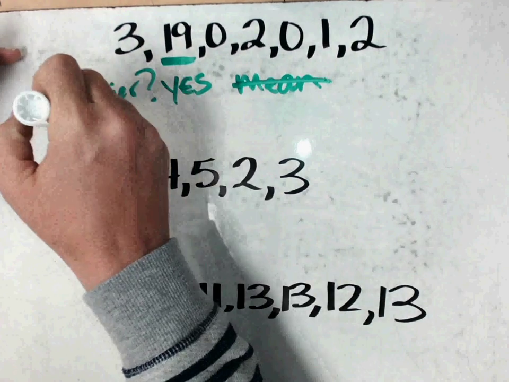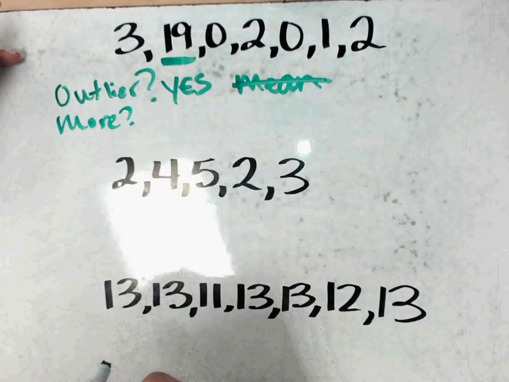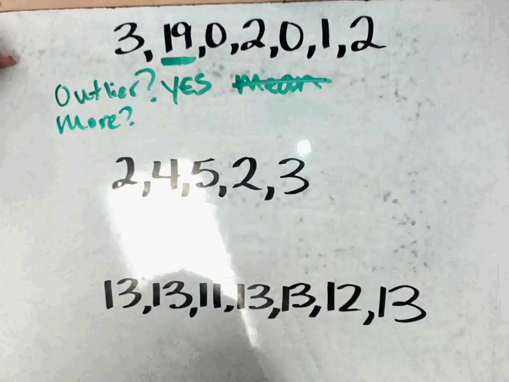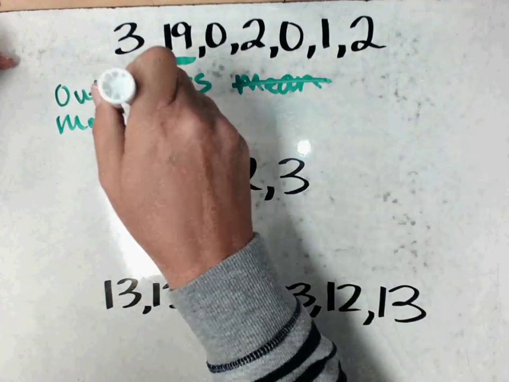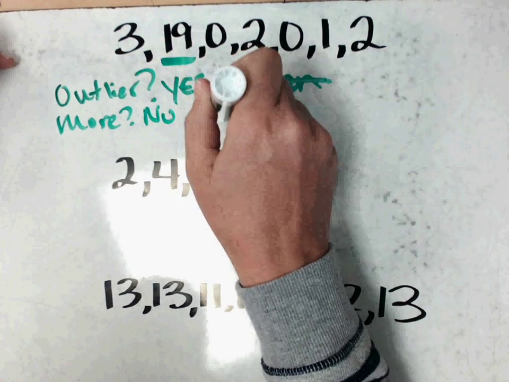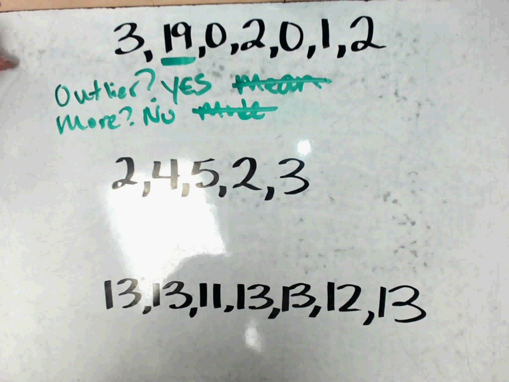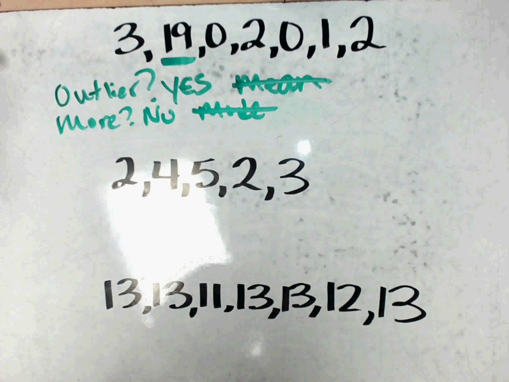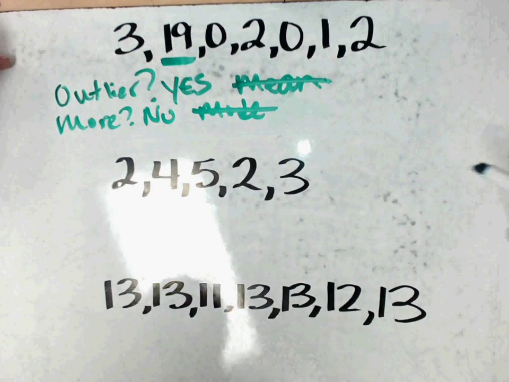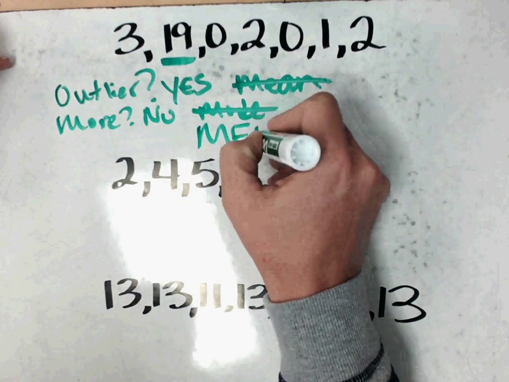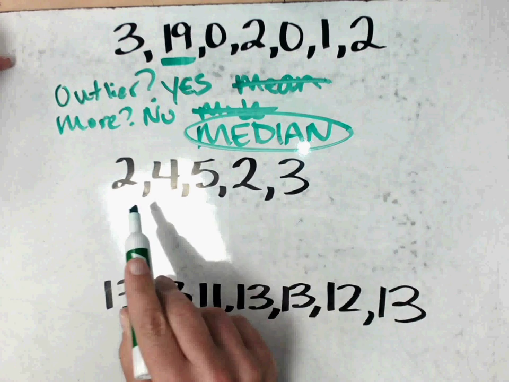Is there one number that's repeated way more than all the rest of them? Okay, no. 2's repeated twice, but other than that, there's not, and 0 is also, but there's not one number that's repeated several times. So no, mode would not be a good representation. So the only thing left is our median, and there's not a great big gap right in the middle of the data. Okay, there's one that would be toward the end of the data because 19 would be our largest number, but not toward the middle. So median would be the best one to use in that case. Okay, so let's look at our next set.